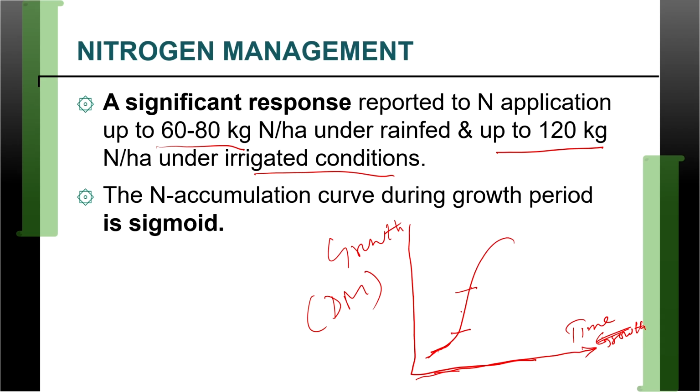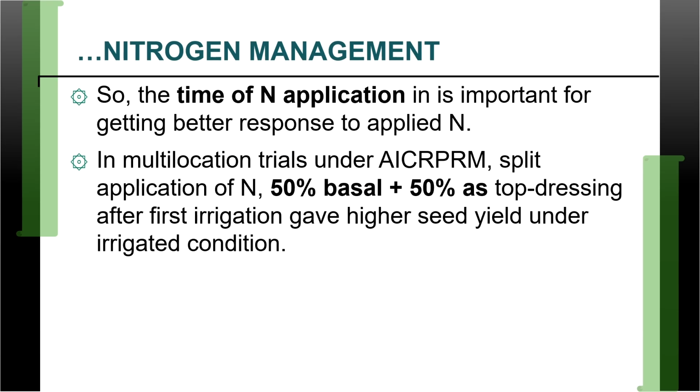So this pattern of nutrient uptake is there. According to this, we should increase the supply. Supply of nutrients should be more here, where the growth is increasing at an increasing rate. So here there should not be deficiency of the nutrients. Now, the time of nitrogen application is important for getting better response to applied nitrogen.